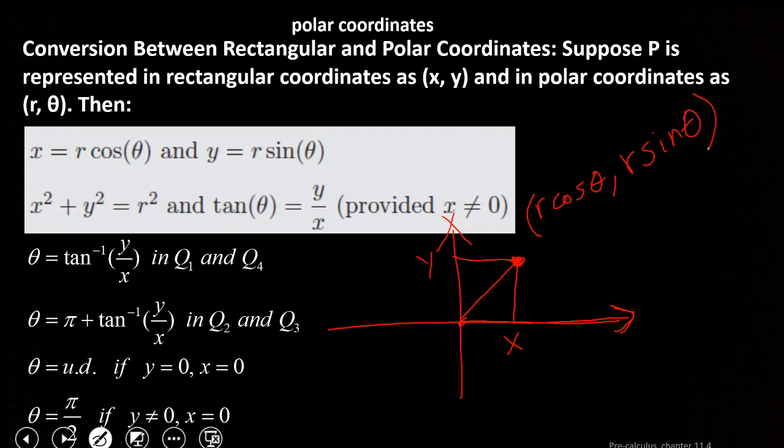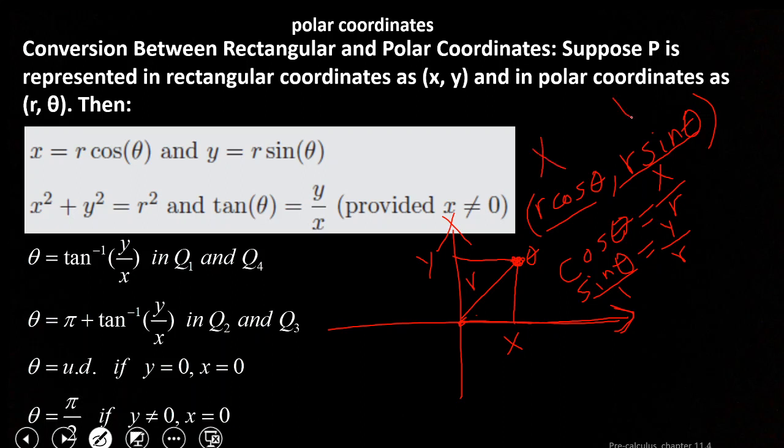So we know from previous sections, if this is r and this is theta, then cosine theta is nothing but x over r, and sine theta is y over r. If you cross multiply here, you get these two: x is r cosine theta, and y is r sine theta.